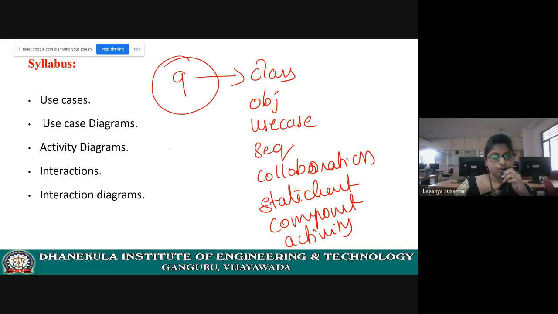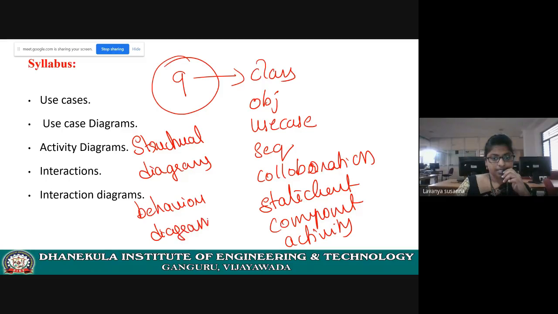Okay. Now, what you need to know is, see, structural diagrams. What are structural diagrams and what are behavioral diagrams? Students, please answer the question. Among these nine diagrams, classify them. Which diagrams belong to structural diagrams and which diagrams belong to behavioral diagrams? Answer my question, students. Please message in the chat box. These are basic questions.